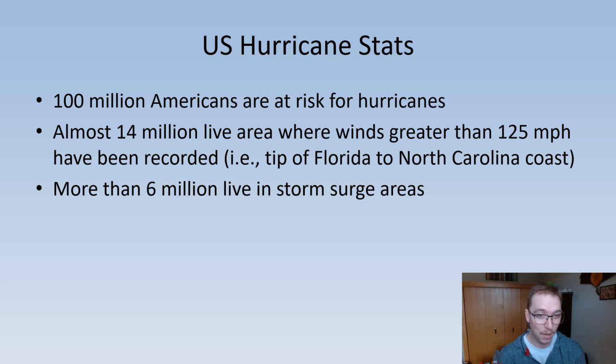100 million Americans are at risk for hurricanes. Almost 14 million live in an area where winds greater than 125 miles per hour have been recorded. This is the tip of Florida and the North Carolina coast. More than 6 million live in storm surge areas, so areas that might not be directly impacted, but can be impacted just by the surge alone.